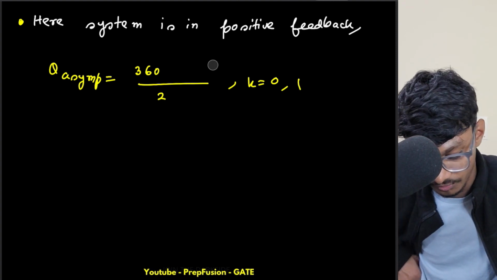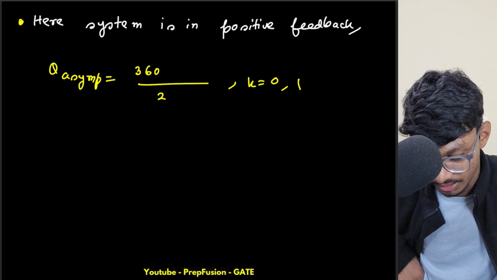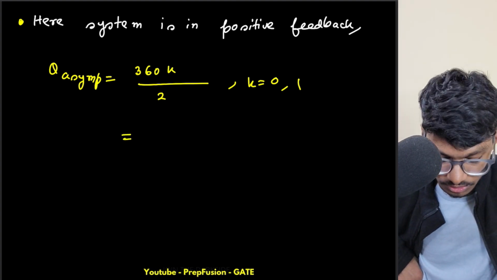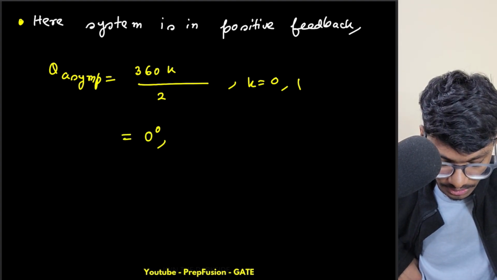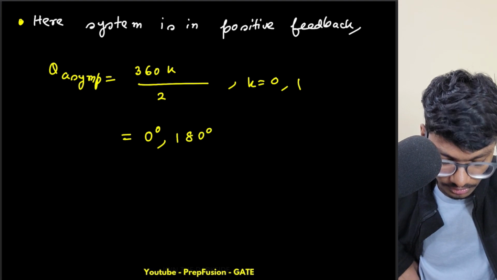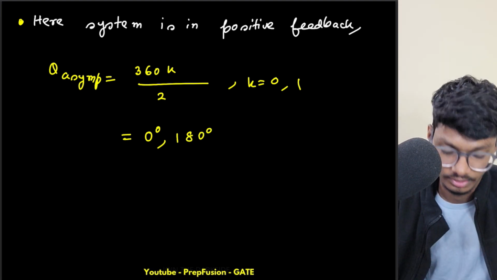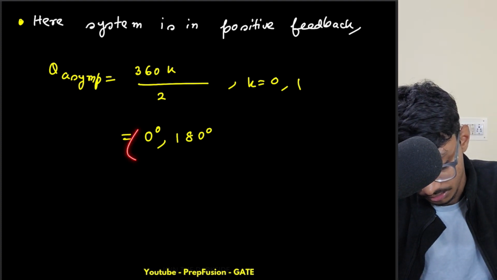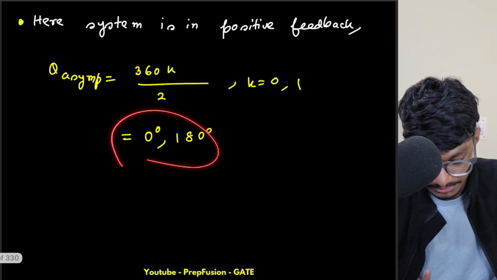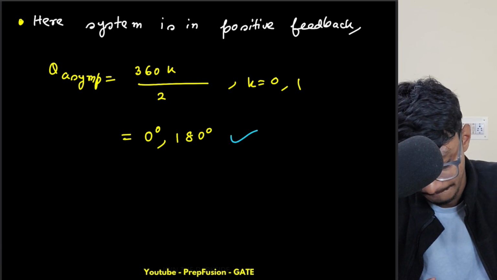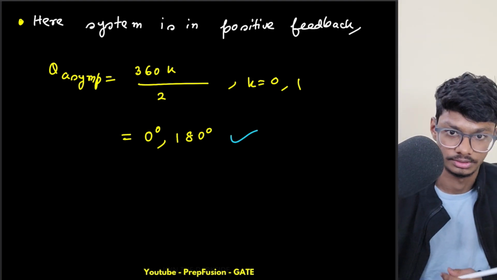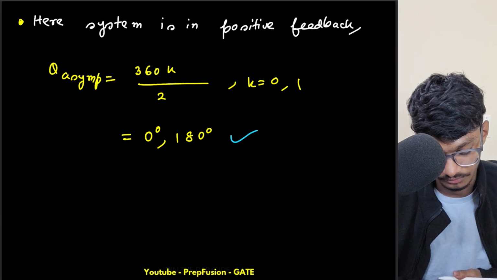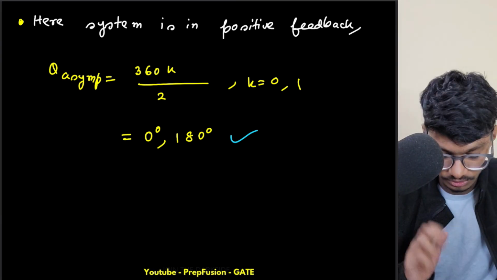Or we can do it like this: 2k into k, so it was 0 degrees and 180 degrees. So this is also what we can do. So this is the answer, not that one. Just be careful about that. So yeah, this is it for this question. Let's go to the next question.